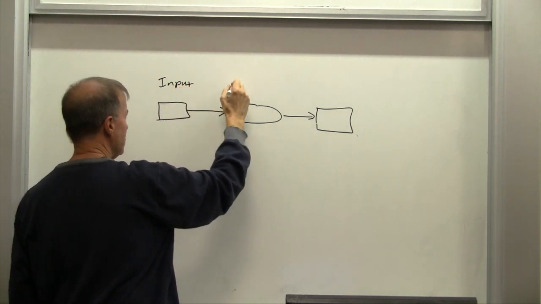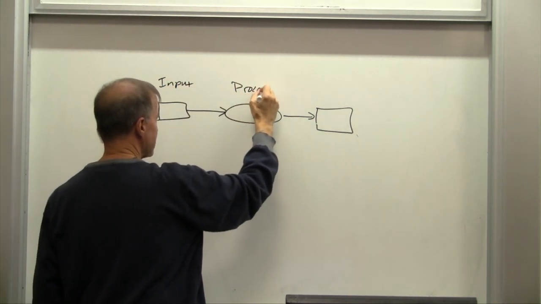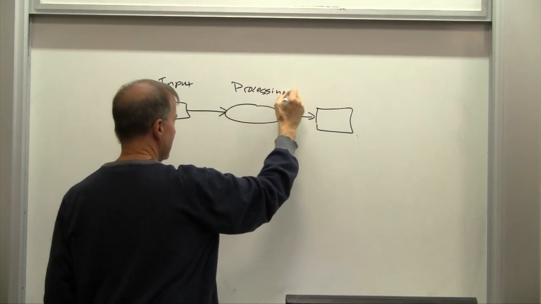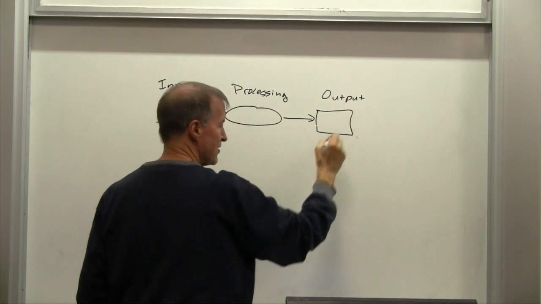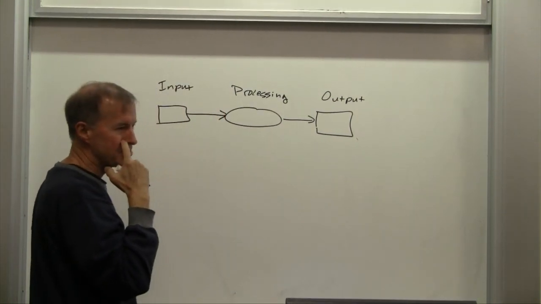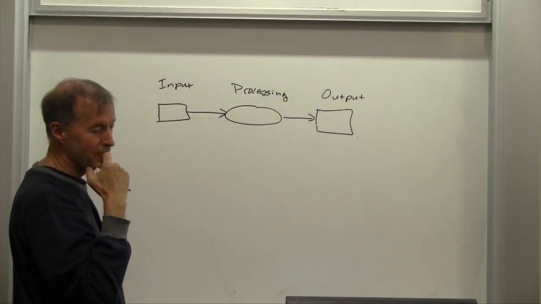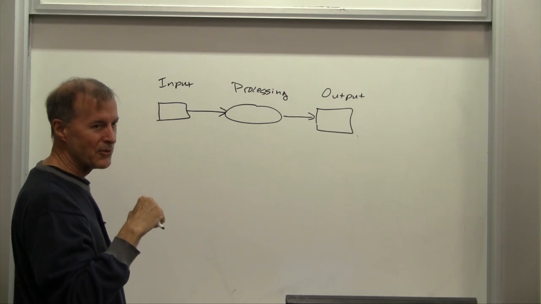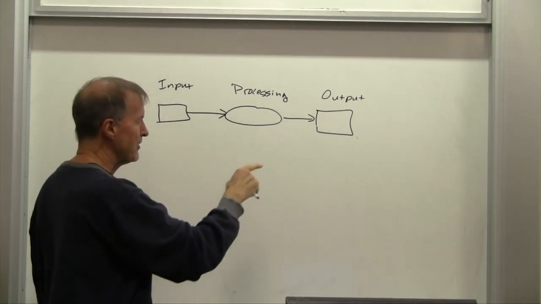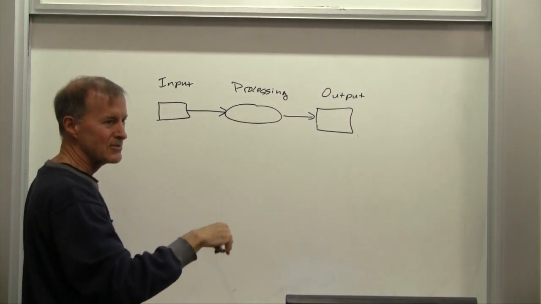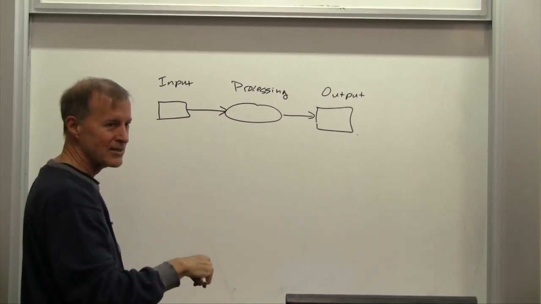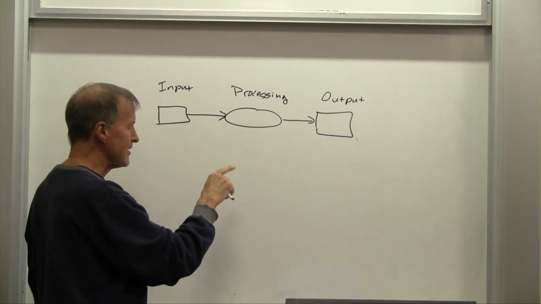They have input, they do what? Processing, and then they produce what? Output. That's what they all do. Even if it's the CPU inside your microwave oven, the output are the electrical signals that turn it on and off, and set the power setting and stuff like that. So they all do this.